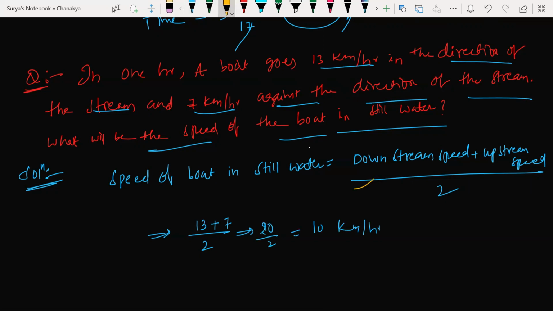Sir, how did you identify that the downstream speed is 13 and the upstream speed is 7 here? Can anyone of you tell me that?